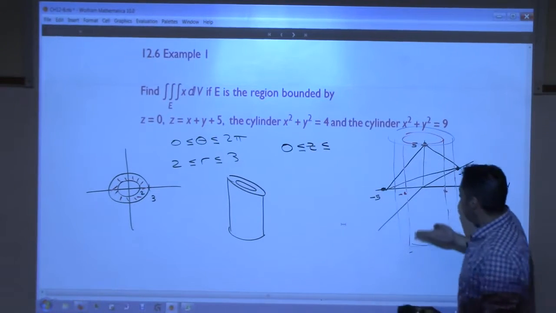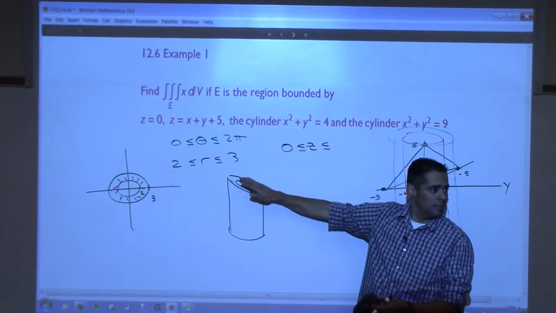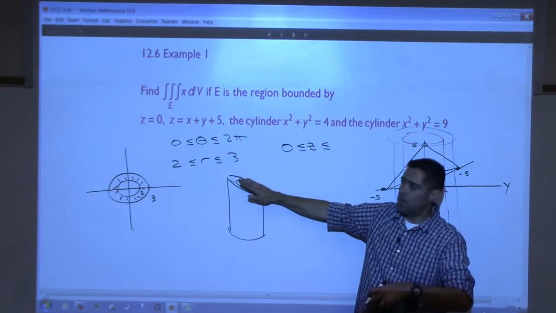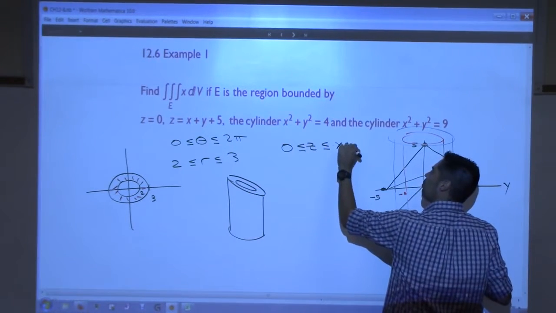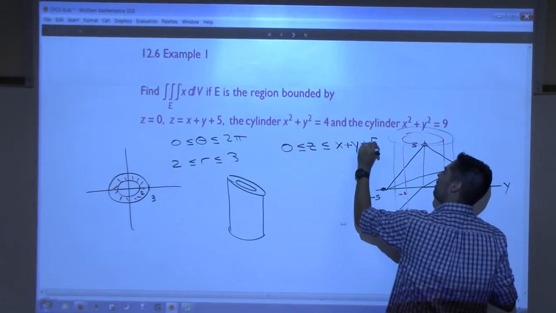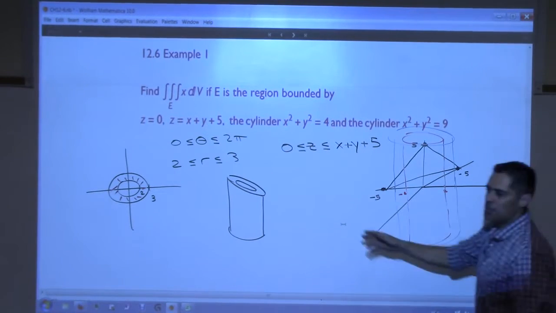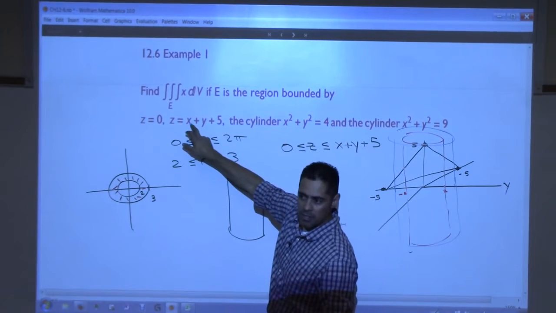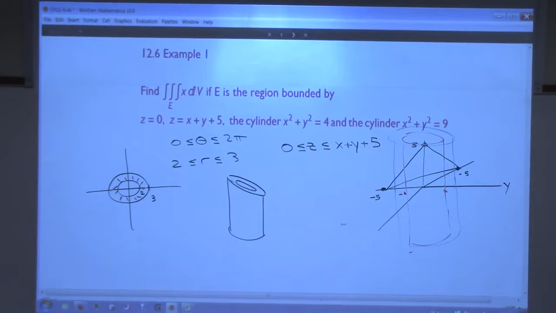0 to, so the bottom of this is the ground right here. The top of it is the plane. Solve for z and you get x plus y plus 5. Do you agree? It's already solved for z, so I don't have to worry about that. Y'all with me on that? We have a little bit of a problem.